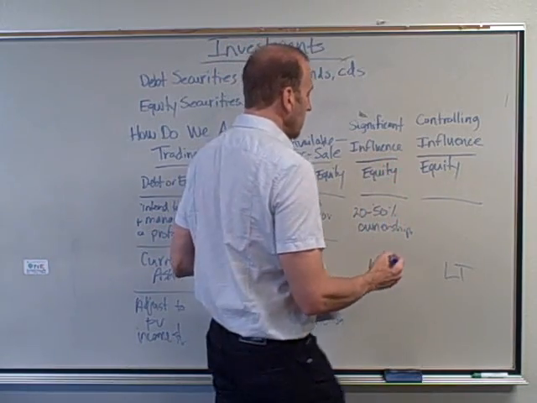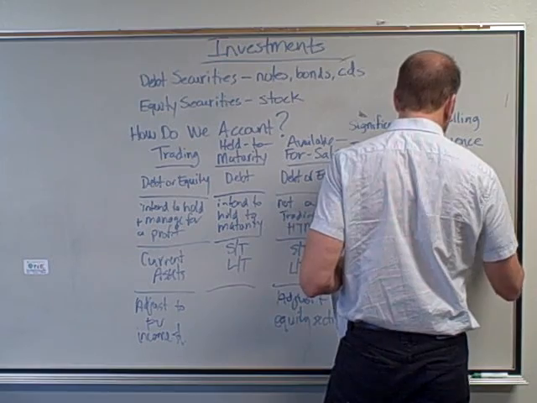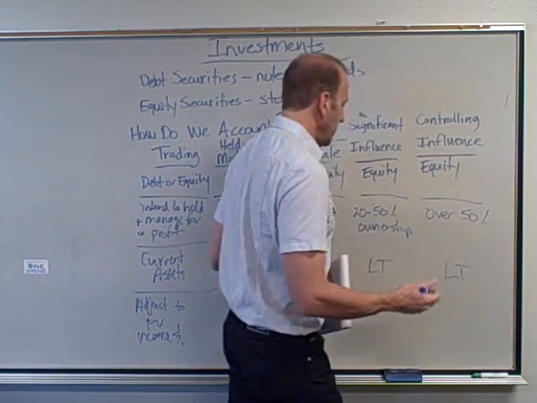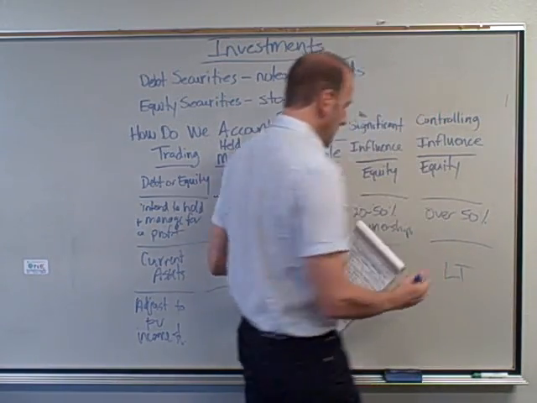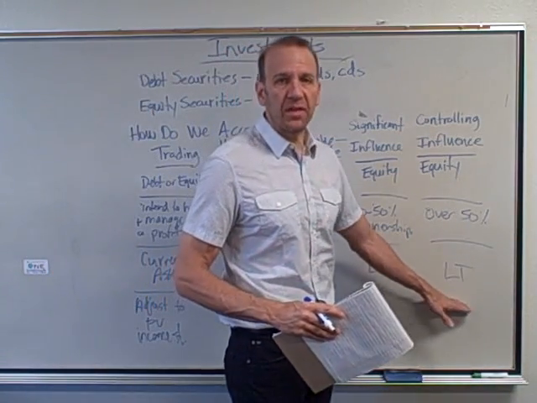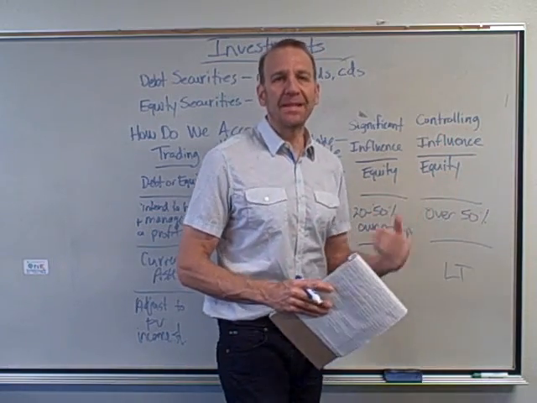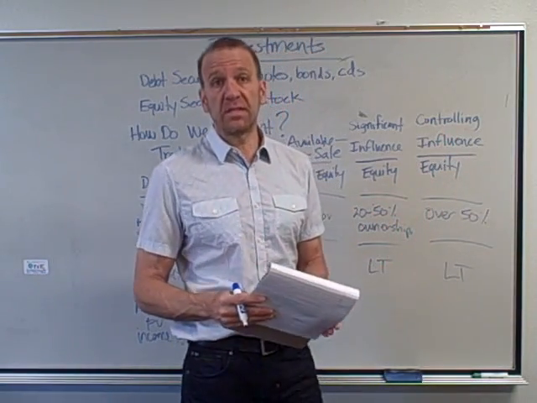Controlling influence is also equity. It's when you have over 50% ownership in voting stock. It's long-term also. And this is when we consolidate. So we've got the parent. The parent would be the controlling interest, and then the companies that they basically own are the subsidiaries.